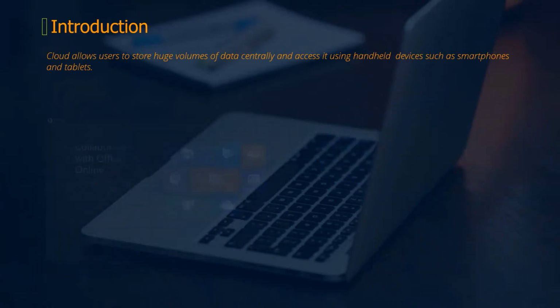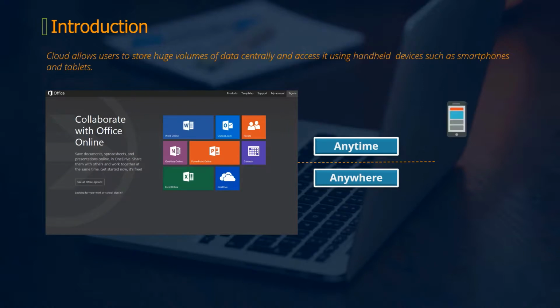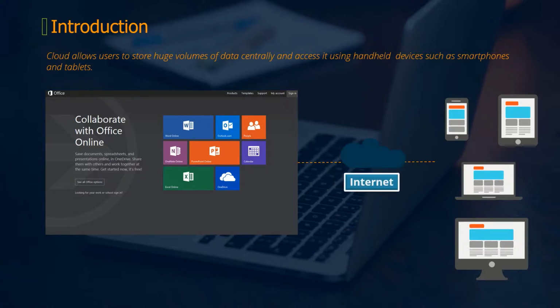For example, by using Office Online, it is now possible to access your data anytime, anywhere, using a smartphone, tablet, laptop or desktop computer. To do this, all that you need is an internet connection. This has been made possible due to advancements in the field of cloud computing.